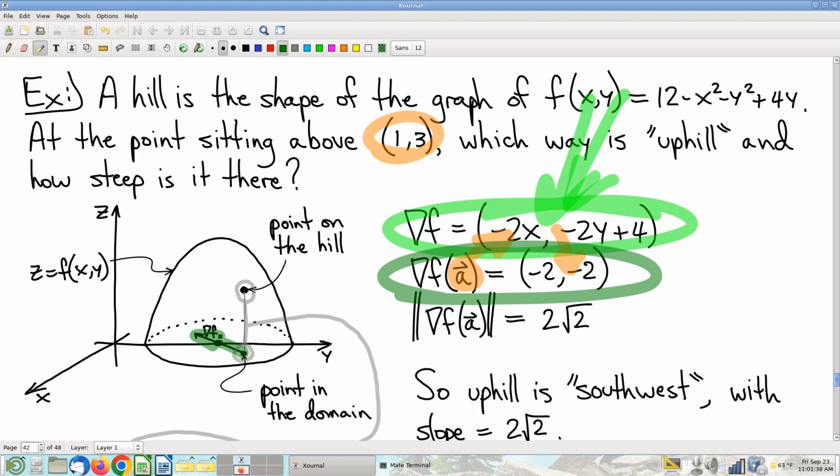If you were at this point, you wouldn't literally go horizontally. You wouldn't start digging, obviously, right? They're just saying move on the hill in such a way that your corresponding point in the domain is going that way. Okay. All right. Everybody happy with this?